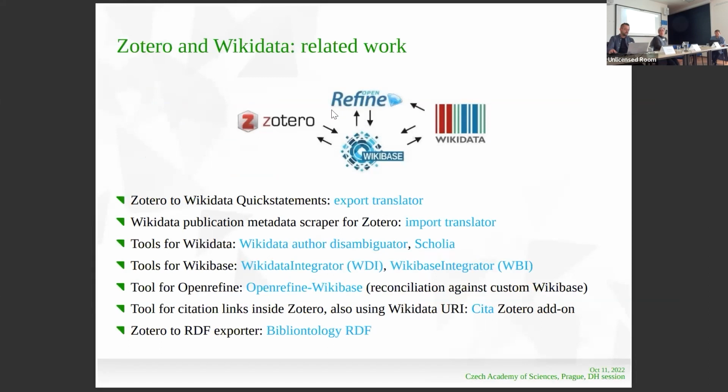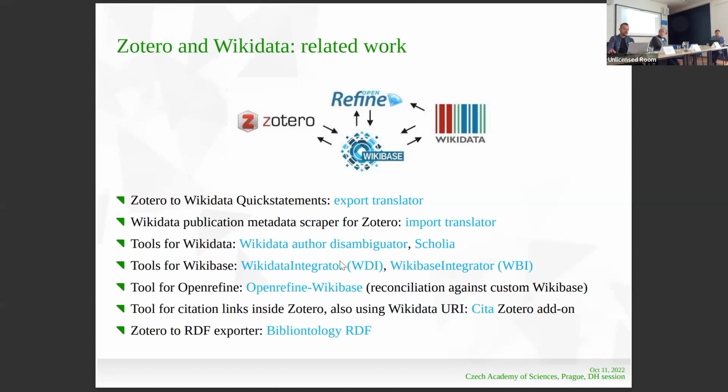Around Zotero and Wikidata, this little microcosmos, there's a lot of related work. There are some generic export tools from Zotero to Wikidata QuickStatements, which is another Wikidata-related tool. There's a publication metadata scraper for scraping metadata from Wikidata into Zotero. There are some relevant tools for Wikidata: the Wikidata author disambiguator, which works for publication metadata already on Wikidata. And then there's, of course, Scholia.